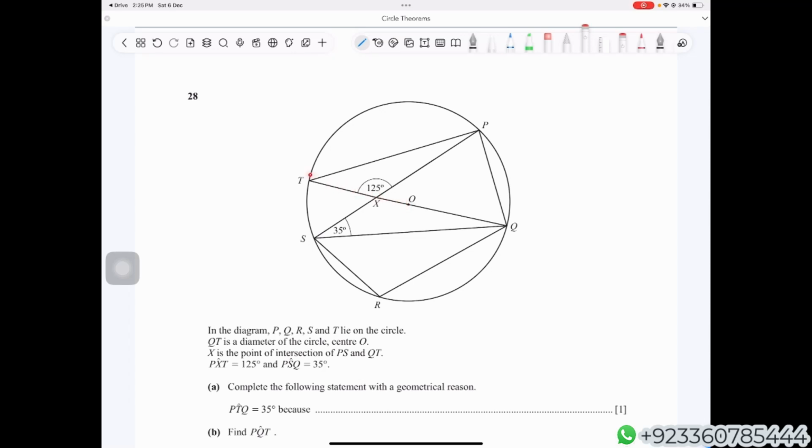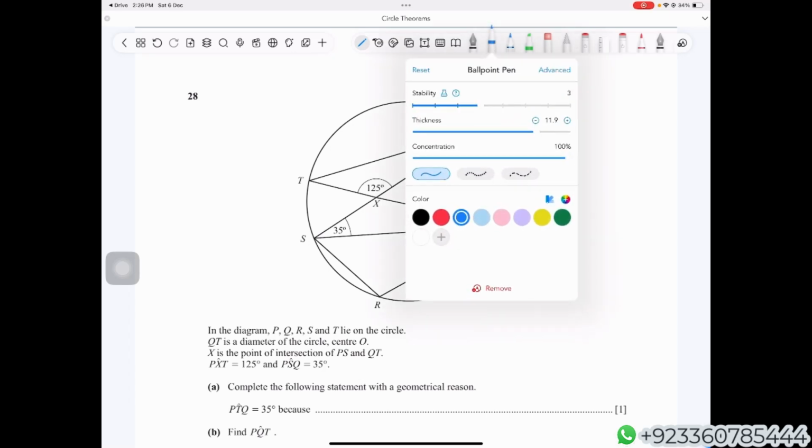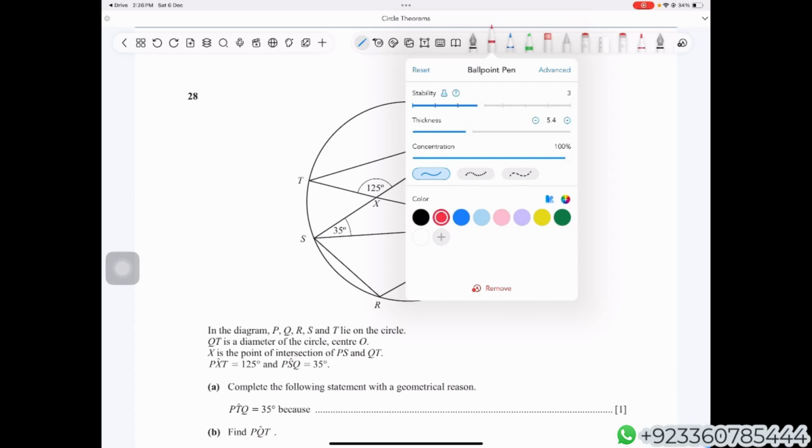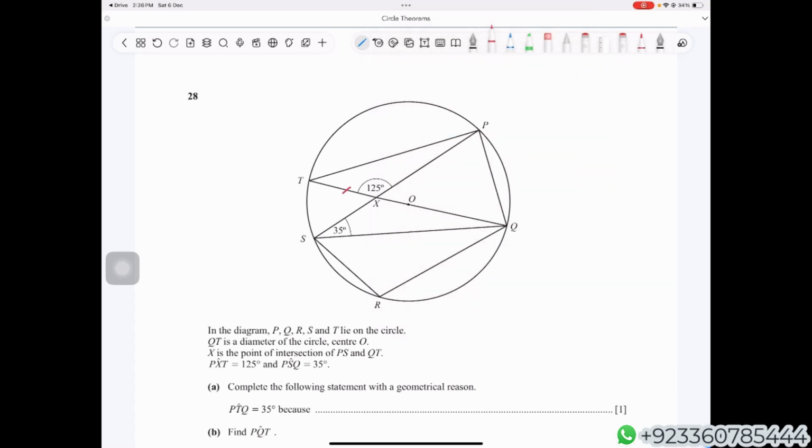Q to T is the diameter of the circle and you can see it's passing through center O. ठीक है, तो अगर Q to T diameter है तो O to T is going to be your radius, right? And O to Q is also going to be your radius. So let's just mark the radii quickly. I'm going to mark them with red. This is the radius and this is the radius and they are equal.